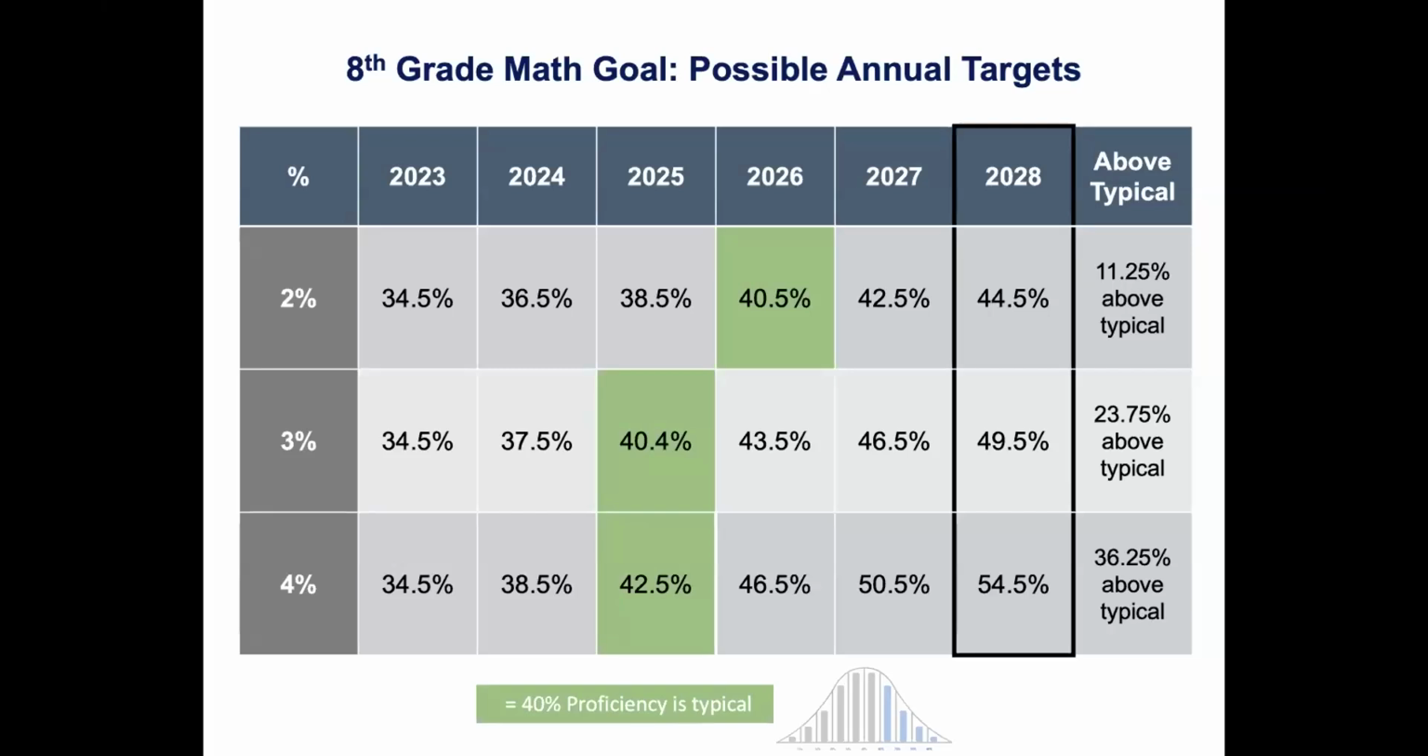So I think in some ways the target is really helpful for a board member, but for the people here who are doing the work, we're going to be working hard next year, no matter what that number is.